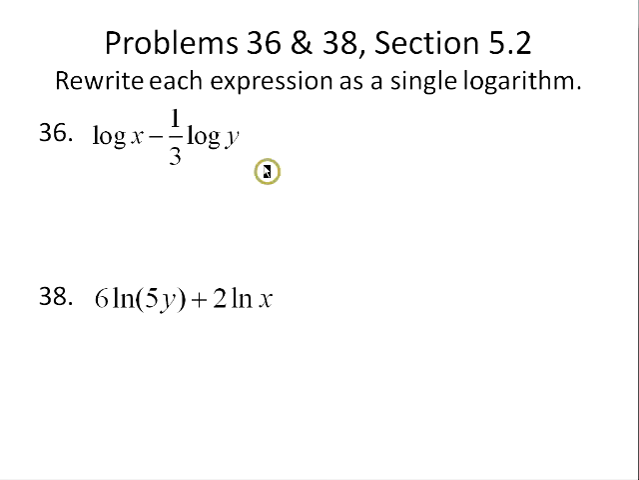We are going to be looking at two problems from section 5.2. This section is on logarithms, and we are asked to use the properties of logarithms to rewrite each expression as a single logarithm.